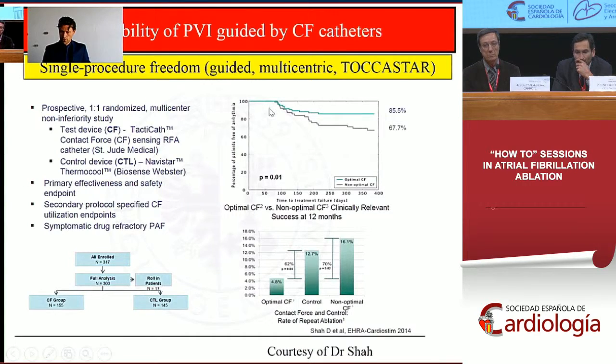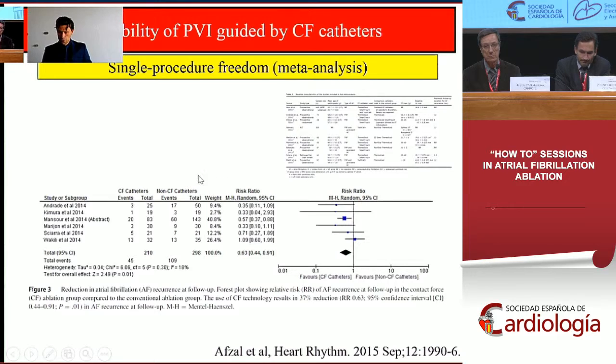Similar results for the TOCA-STAR study, now published by Reddy and by Deepan Shah. Freedom of atrial fibrillation using a contact force catheter in an appropriate way, and it was defined as more than 10 grams, shows superior freedom of atrial fibrillation versus a control group. Meta-analysis recently published also shows that when you combine studies that compared contact force versus non-contact force, there is an overall reduction in recurrence by 37%.